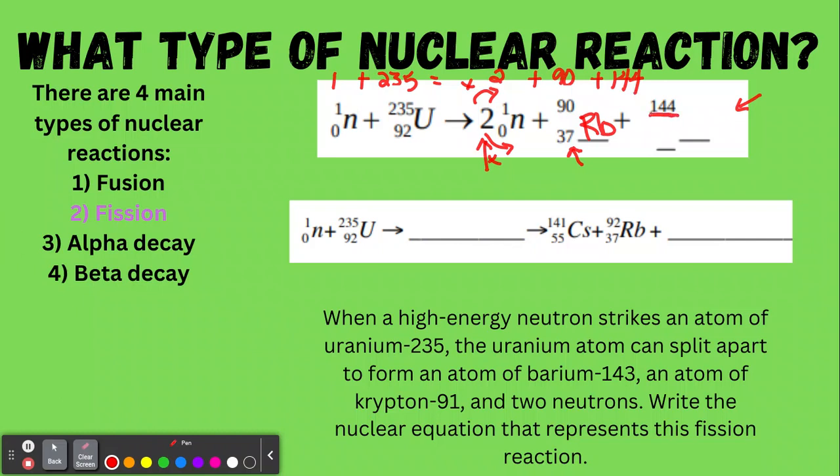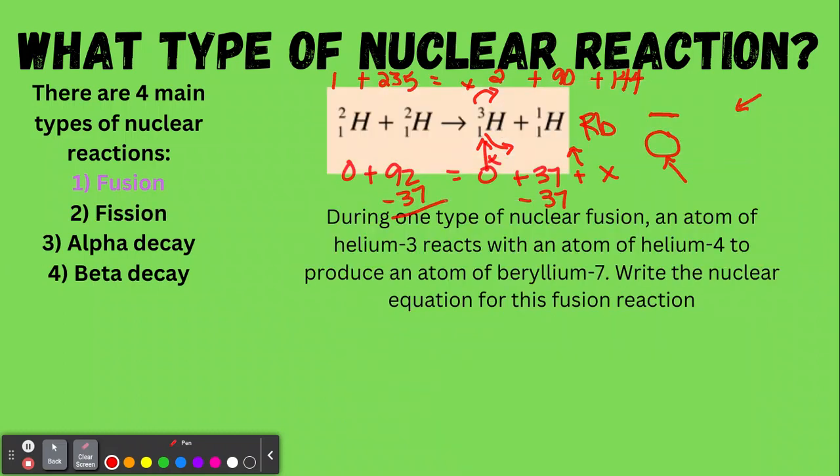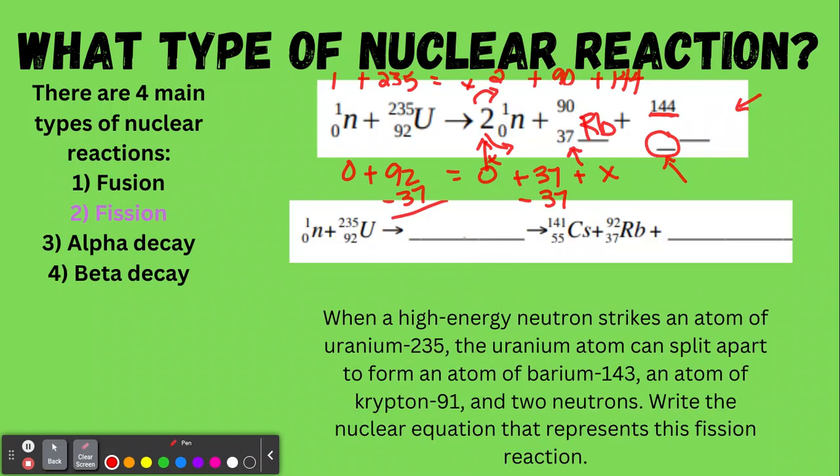Okay, now this one we do not know, so we do have to do the bottom. So we have 0 plus 92 equals 2 times 0, which is 0, plus 37 plus x, because we do not know this. So that means that I will take 92 minus 37 to figure out what my x is. Okay, so that is a 5, and that is a 5. Okay, so this is a 55. So I'm going to look on my periodic table for 55, and I see that it is cesium. So that is how we finish that reaction.